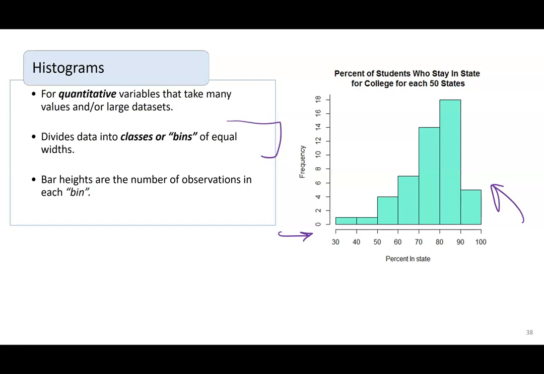And then the height, this frequency, is going to say how many times did I see it? Like there was an individual, was it Alaska, that had 36. So between 30 and 40, there was only one observation in the 30s.